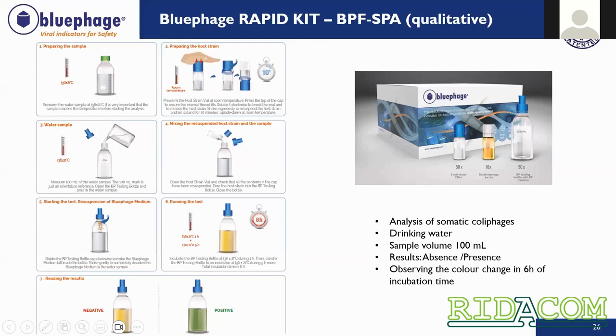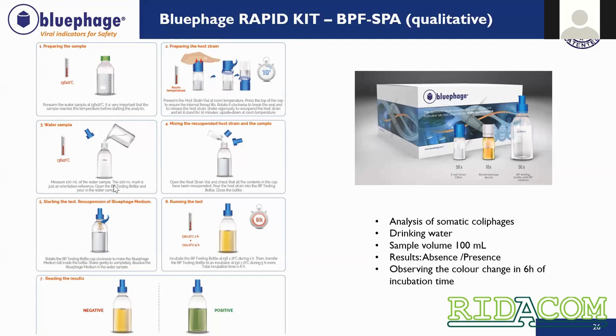And as you can see in the protocol, in the graphic summary, we have our sample that is a 100 milliliter volume sample. That is one of the main advantages as well, so you will have the results in 100 milliliters. As always, when we are using these large volumes, it's really important to pre-warm it properly at 36 degrees. So we pre-warm our water sample, and in the meantime, we prepare the host strain, as we saw before in the previous video. We open it and release the E. coli that is inside, and we leave it upside down for rehydration.